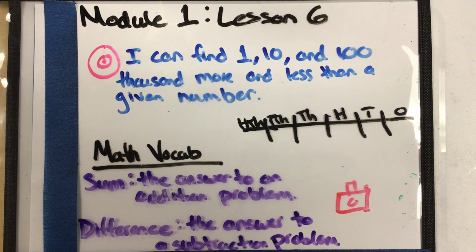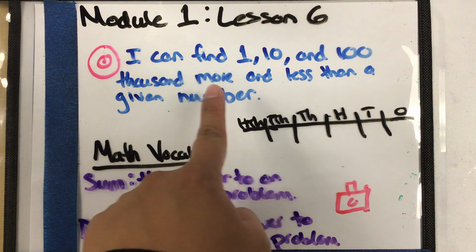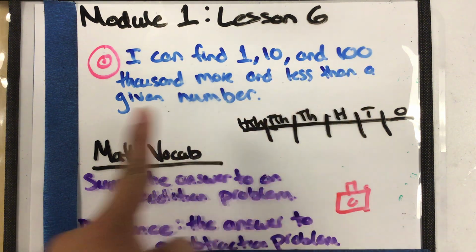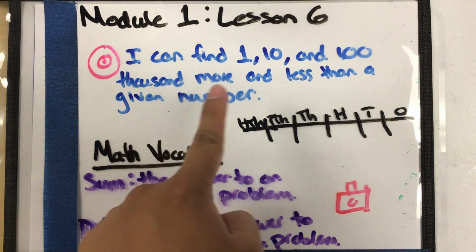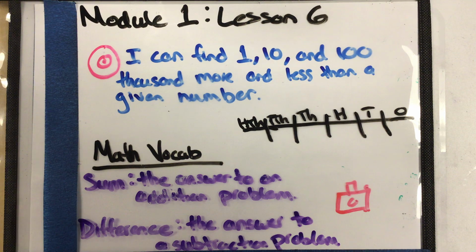Hello, fourth graders. Today we are starting Module 1, Lesson 6 of our Eureka Math. In today's lesson, we are going to look at finding 1, 10, and 100,000 more and less than a given number. When we think about going more or less in a math problem, we know that to go more, we are adding, and to find less, we are subtracting.